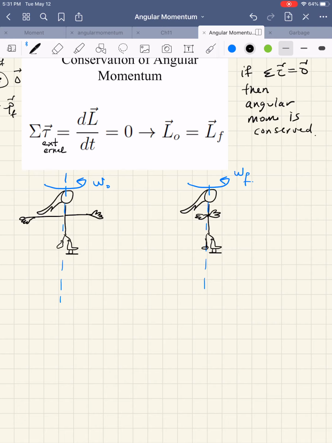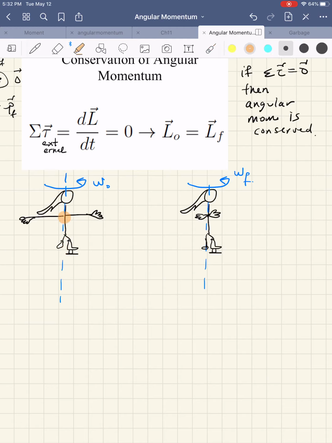So angular momentum can be really interesting when it comes to conservation, because you can have a lot of situations where you don't really need to have a collision or anything like that for it to be interesting looking. So here's a standard example. You have an ice skater, and here she is. She's rotating around.